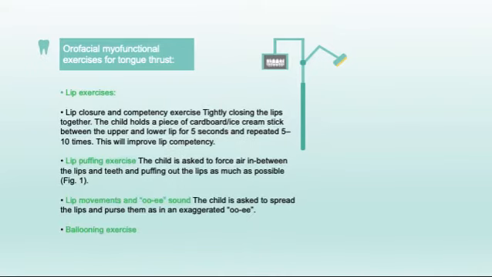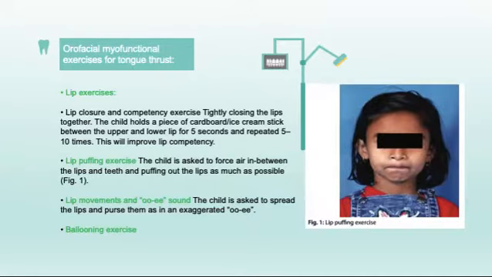Orofacial myofunctional exercise for tongue thrust. Lip exercise. Lip closure and competency exercise. Tightly closing the lips together. The child holds pieces of cardboard or ice cream stick between the upper and lower lip for 5 seconds and repeats it 5 to 10 times. This will improve lip competency.